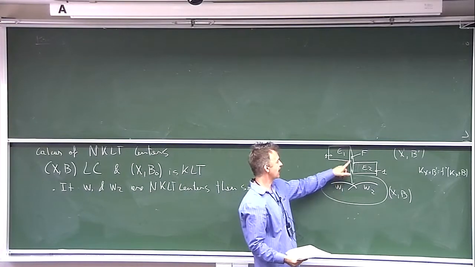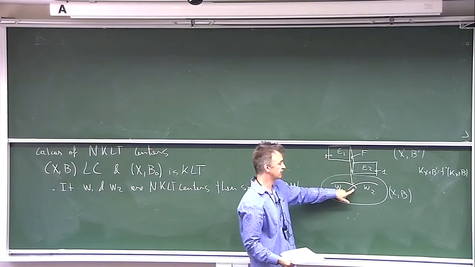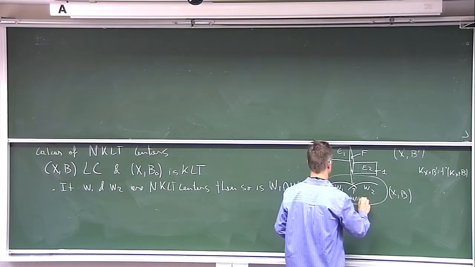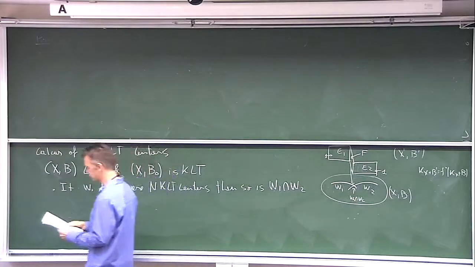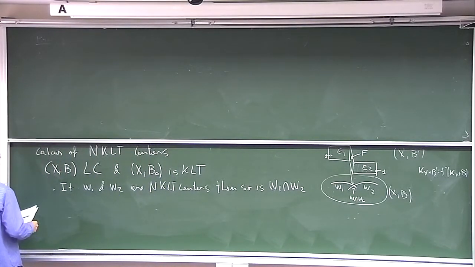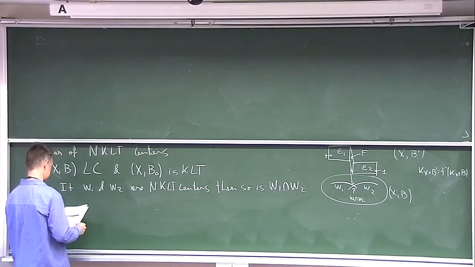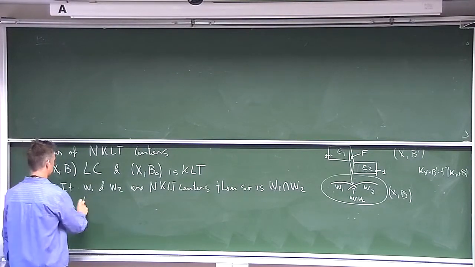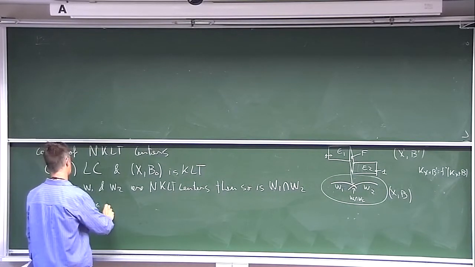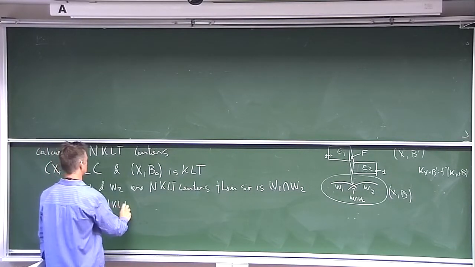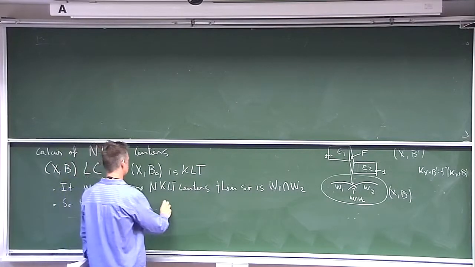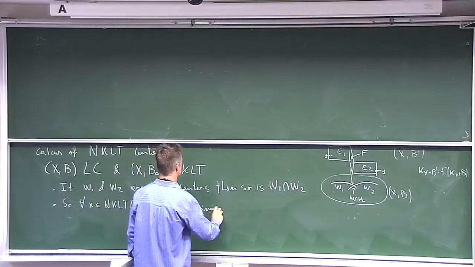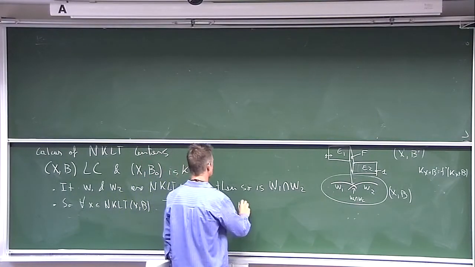And if you think about that carefully, that is what's going to give you the center living above the intersection. So I haven't proved it, but we have a good intuitive idea why it should be true. So the consequence of this is, for any x in the non-KLT locus of (X, B), there exists a unique minimal non-KLT center.